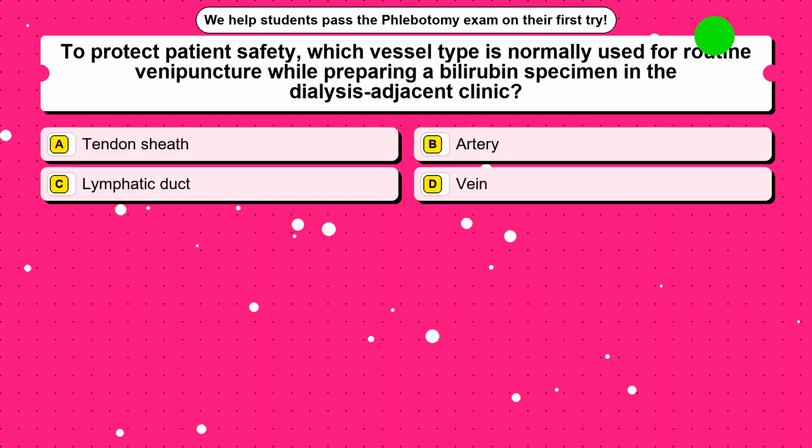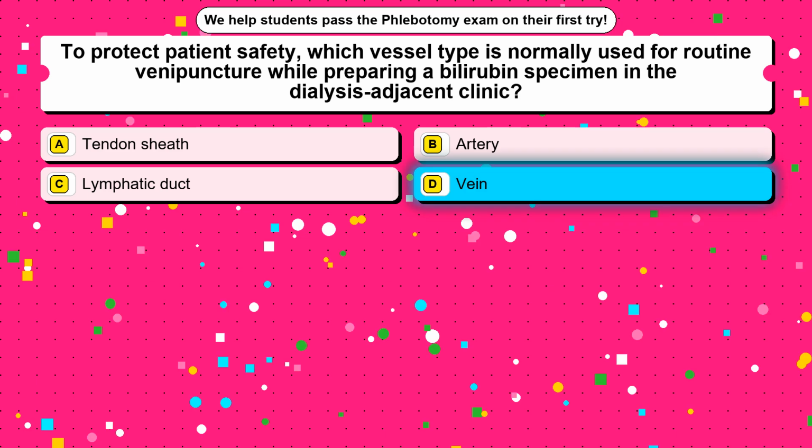Question 78. To protect patient safety, which vessel type is normally used for routine venipuncture while preparing a bilirubin specimen in the dialysis-adjacent clinic? Option A, tendon sheath. Option B, artery. Option C, lymphatic duct. Option D, vein. The correct answer is option D.